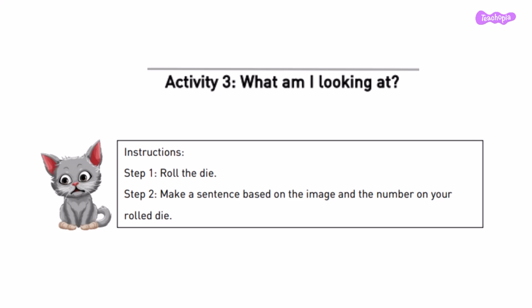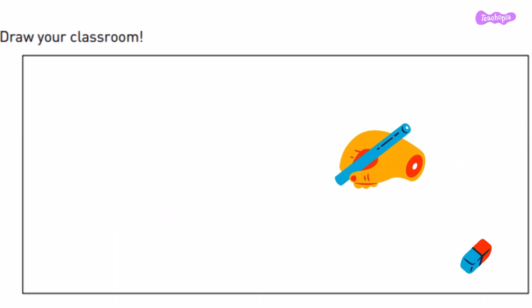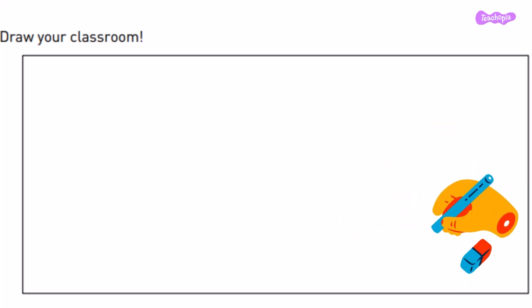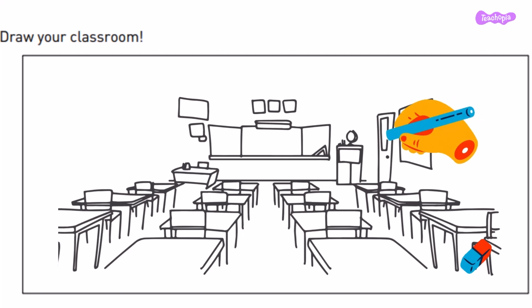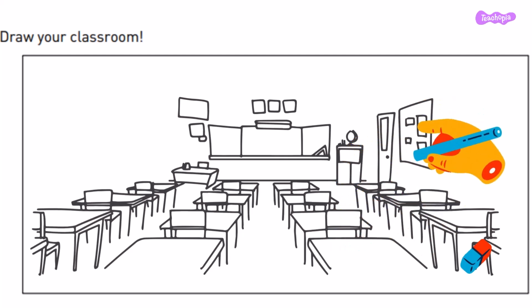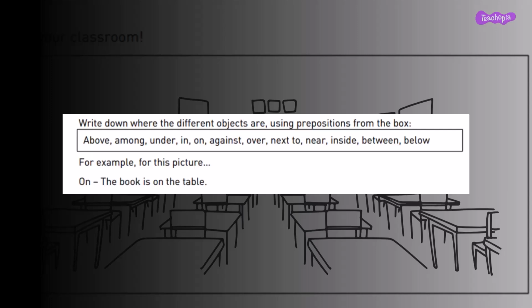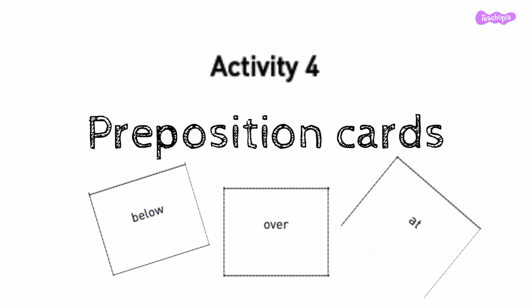Activity 3. What am I looking at? Here, we need to help learners draw their classroom or what they see in their classroom. Once they do this, we will ask learners to write down where the different objects in the classroom are using the prepositions given in the box below. For example, above, among, under, in, on, against, and so on. An example is given below. A child can write, the book is on the table, and so on.